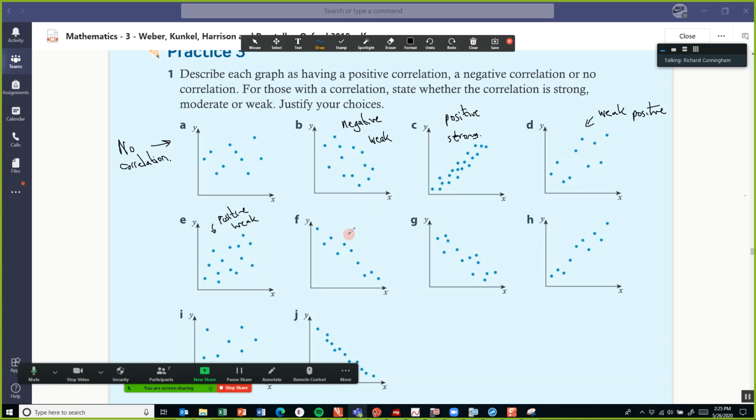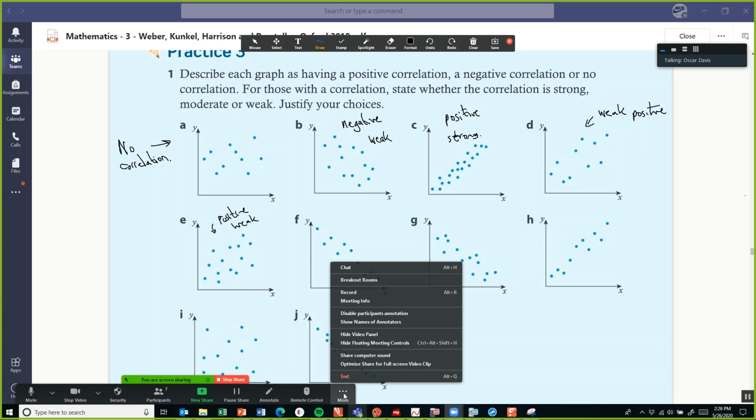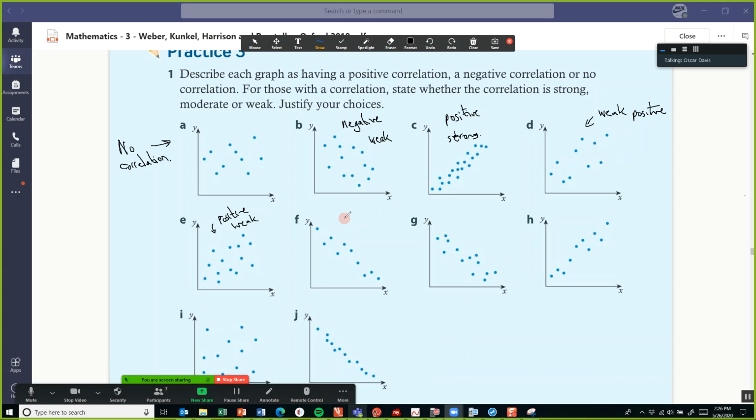What about this one, Oscar? F. Yeah, I'd say moderate negative, maybe even strong negative. So you get the idea, yes? We're kind of looking at these and seeing what the correlation is. And the good thing is when we do these on the calculator, it will work it out for us.